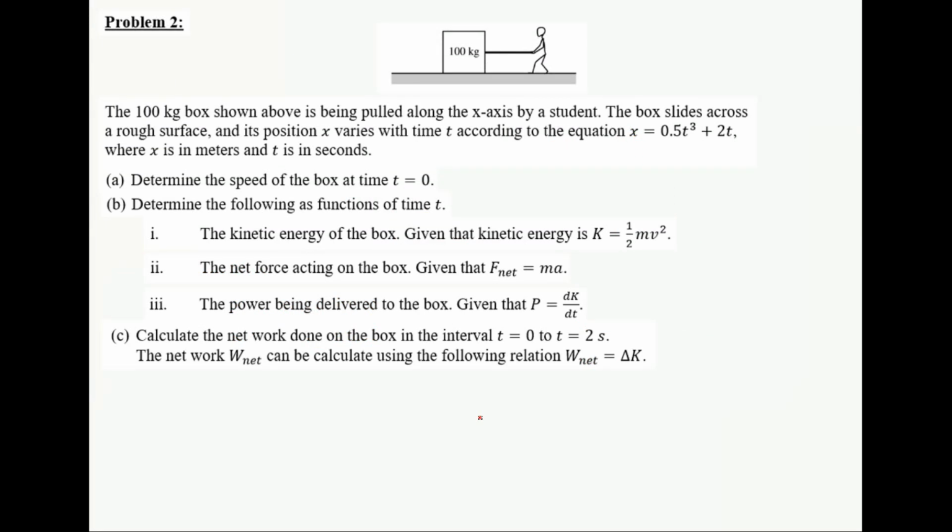Now problem 2. The 100 kg box shown above is being pulled along the x-axis by a student. The box slides across a rough surface and its position x varies with time t according to the equation x = 0.5t cubed plus 2t, where x is in meters and t is in seconds. Determine the speed of the box at time t equal to 0.